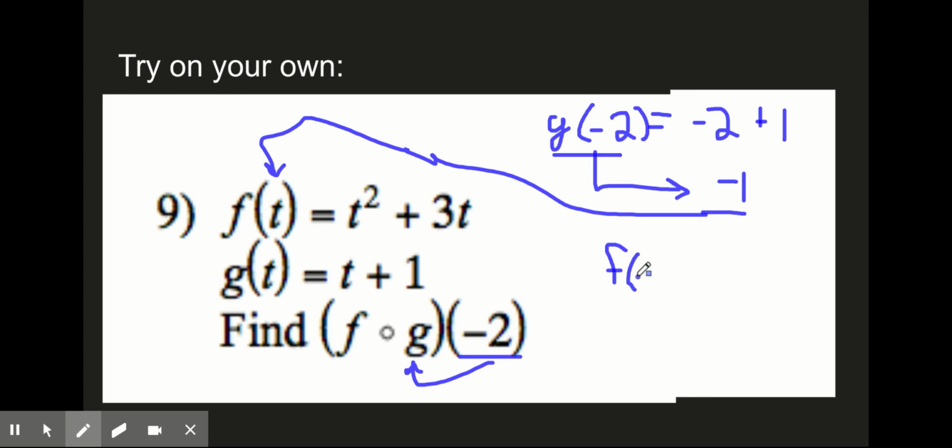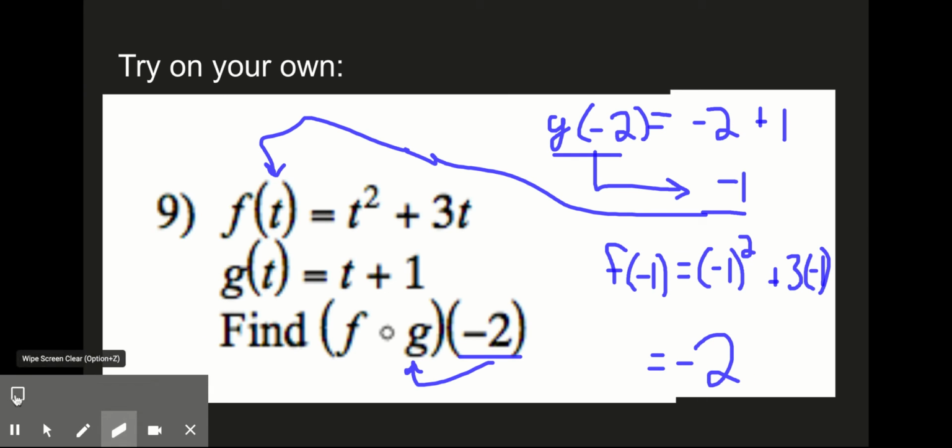So f of negative 1 is negative 1 squared plus 3 times negative 1. So it's going to be negative 3, but plus a positive 1, which is going to be negative 2. And that's my final answer.